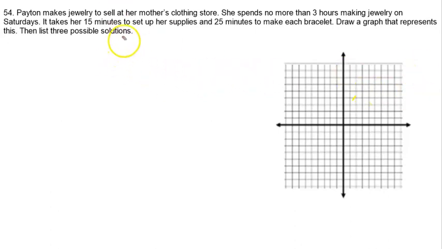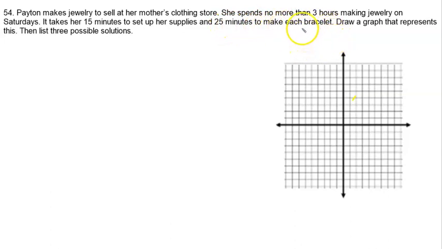So we're told that Peyton makes jewelry to sell at her mother's clothing store. She spends no more than 3 hours making jewelry on Saturdays. It takes her 15 minutes to set up her supplies, so that's like a fixed number. And then it's going to take 25 minutes per bracelet from there on out. So 25 minutes to make each bracelet.